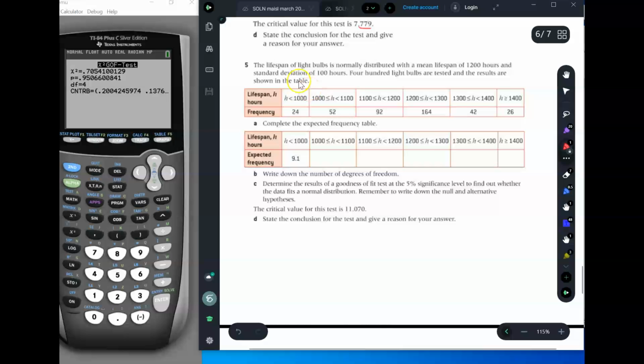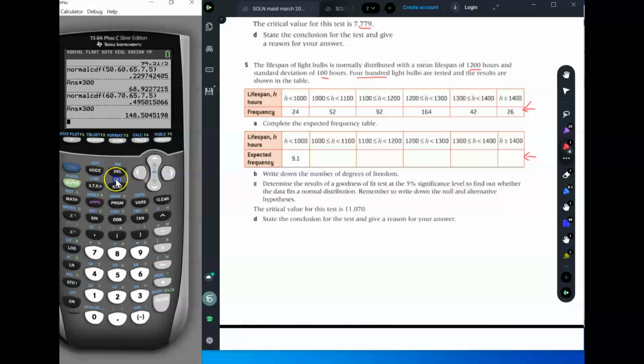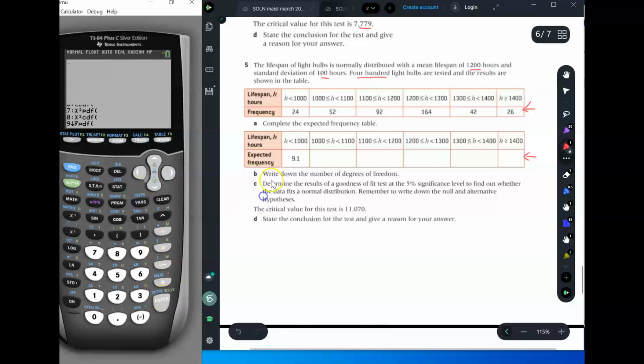Okay, so the lifespan of light bulbs is normally distributed with a mean lifespan of 1,200 hours and standard deviation of 100. 400 light bulbs are tested and the results are shown in the table. So here's the observed frequencies, and of course we're going to figure out the expected frequencies by doing norm CDF again. So let's quit out of here. And then we're going to go to second distribution, and we're going to do norm CDF. And the first interval we're testing is 1,000 to 1,100.